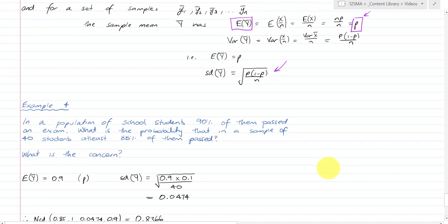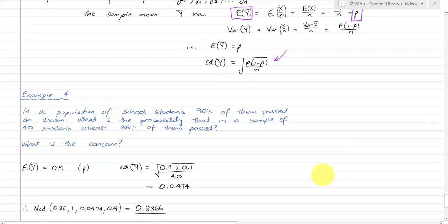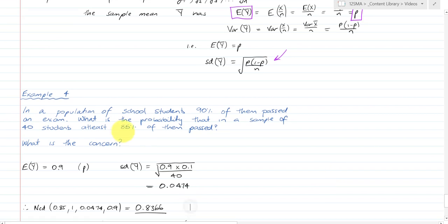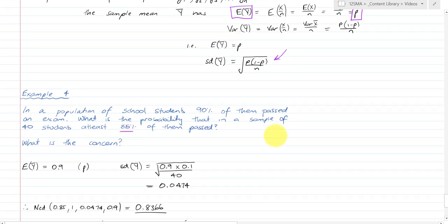So here's my example 4. In a population of school students, 90% of them passed an exam. What's the probability in a sample of 40 students at least 85% of them passed? So this is a sample n of 40, and we need to find our expected values and our standard deviation. Now the expected value works exactly as you expect. It's binomial though, so we have a p-value. It should be between 0 and 1. We've taken that straight from the question.